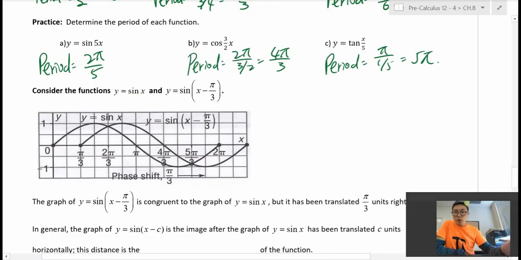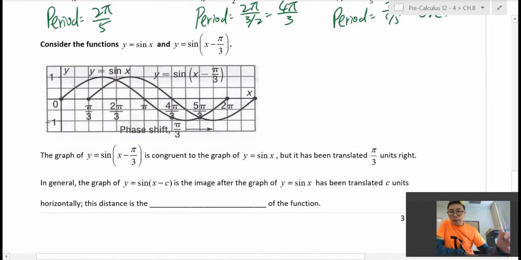All right, so hopefully that's what you got. Okay, so make sure it's 2 pi over b for sine and cosine, pi over b for tangent. Okay, we're going to move on to phase shift, which is the horizontal shift. So here it says consider the functions y equal to sine x and y equal to sine of x minus pi over 3.